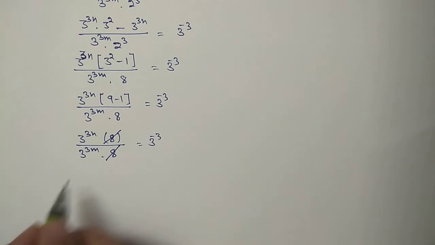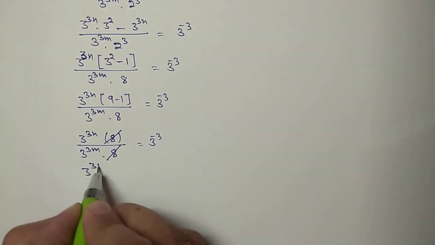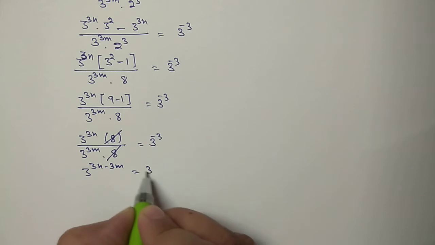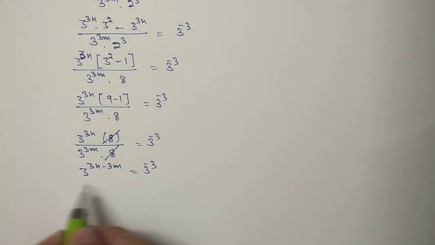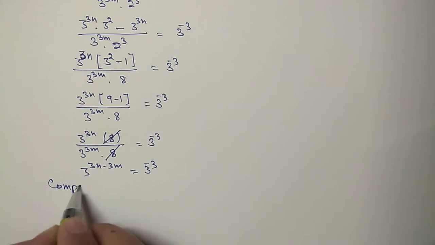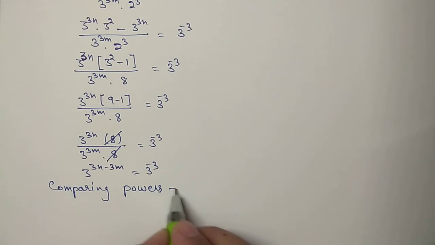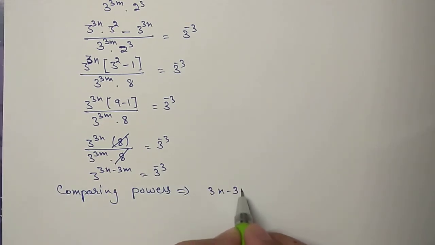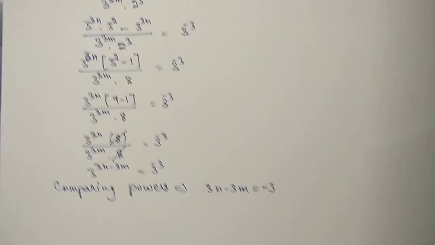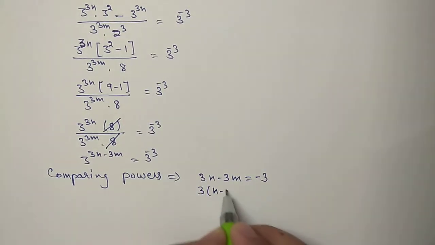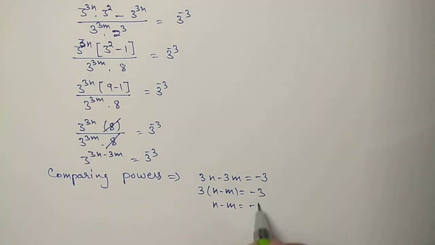It will cancel out, and this we can write as 3 to the power 3n minus 3m equal to 3 to the power minus 3. Base is same. Now we can compare powers. We are getting here 3n minus 3m equal to minus 3. So 3 we can take out common, n minus m equal to minus 1, or minus 1 we will shift here, n plus 1 equal to m, and this only we have to prove.